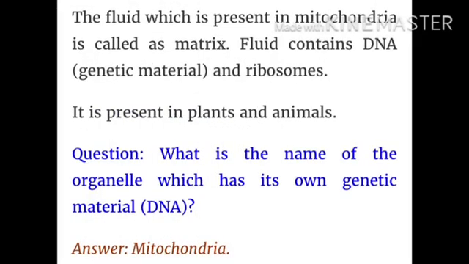The fluid which is present in mitochondria is called matrix. The fluid contains DNA, genetic material, and ribosomes. It is present in plant as well as animal cells. What is the name of the organelle which has its own genetic material, DNA? Answer is mitochondria.